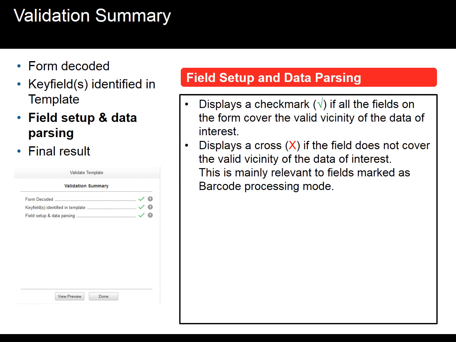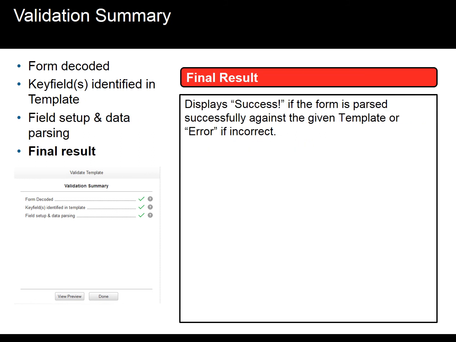The field setup and data parsing displays a check mark if all the fields on the form cover the valid vicinity of the data of interest. It displays a cross or X if the field does not cover the valid vicinity of the data of interest. This is mainly relevant to fields marked as barcode processing mode. The final results displays success if the form is parsed successfully against the given template, or error if incorrect.